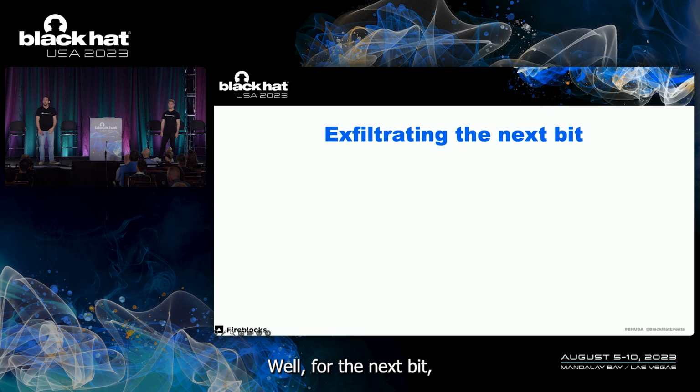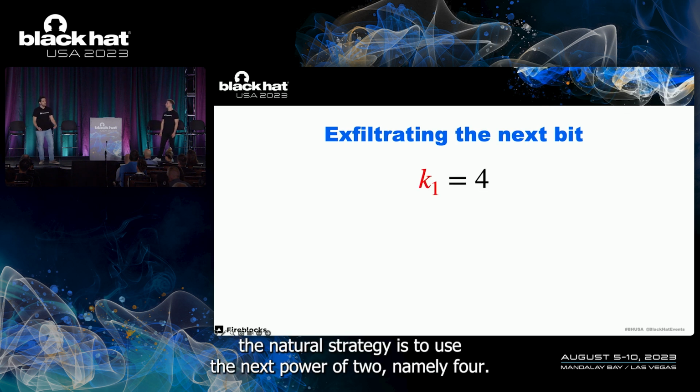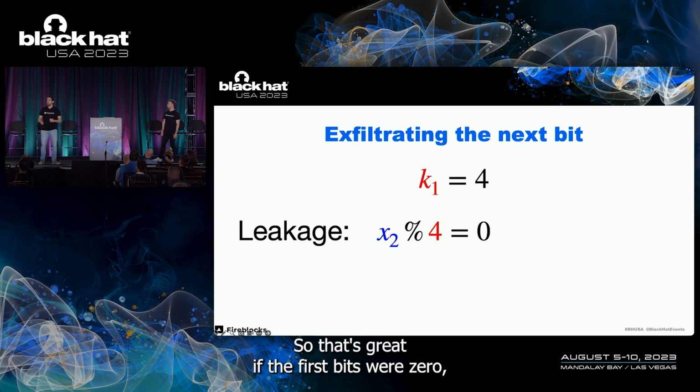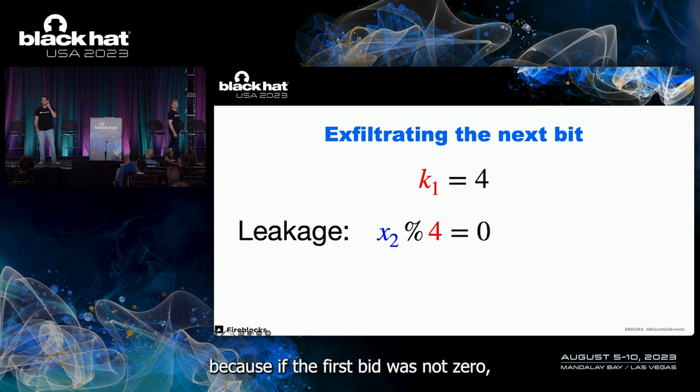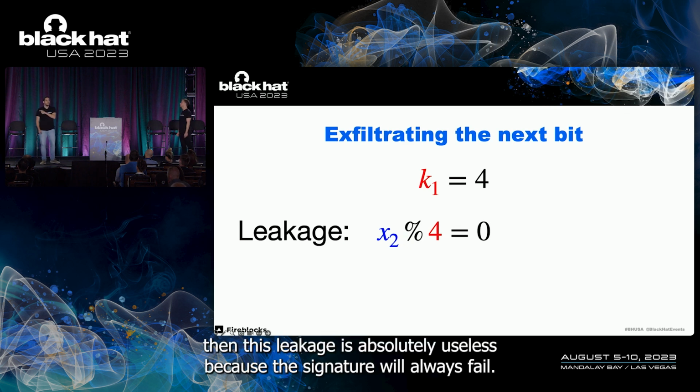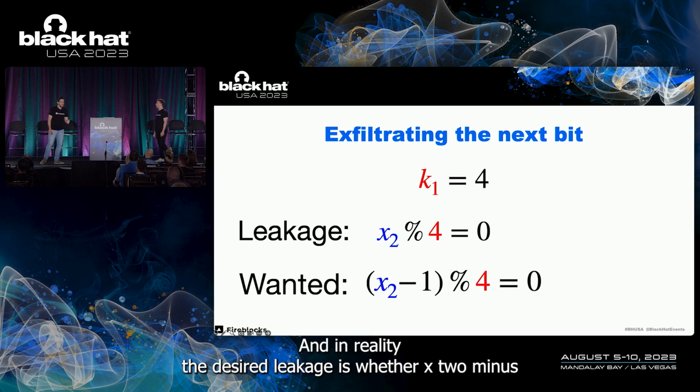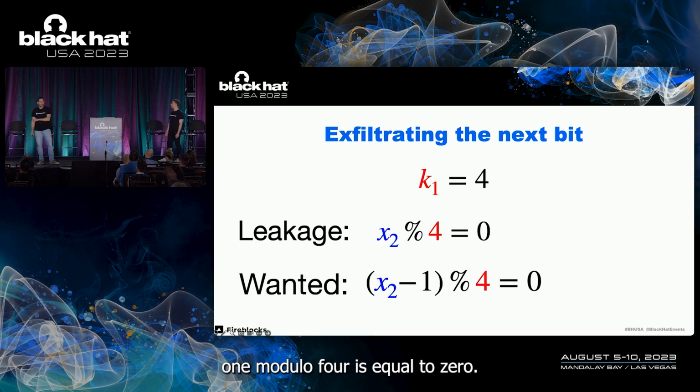Well, for the next bit, the natural strategy is to use the next power of 2, namely 4. In this case, Alice learns whether x2 is divisible by 4. So that's great if the first bit were 0. Because if the first bit was not 0, then this leakage is absolutely useless because the signature will always fail. And in reality, the desired leakage is whether x2 minus 1 modulo 4 is equal to 0.